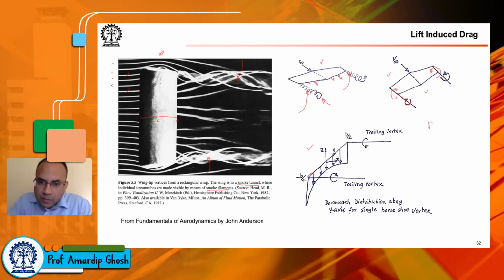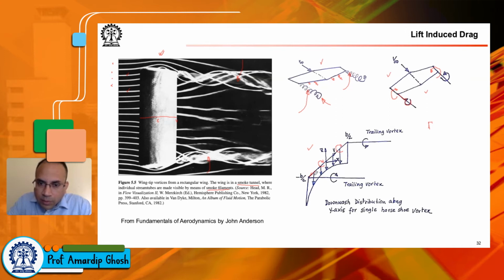Here, what we are saying is, we have in fact replaced the wing as well with the bound vortex. We have not shown this, but here the effect of the wing is really to generate a bound vortex.